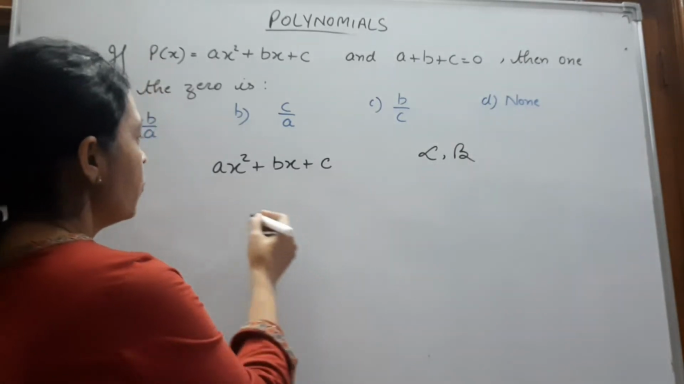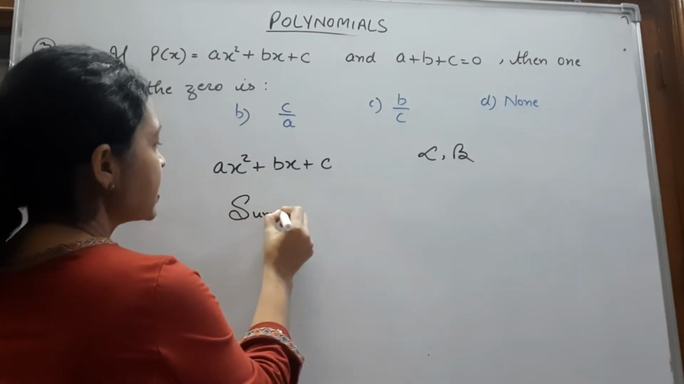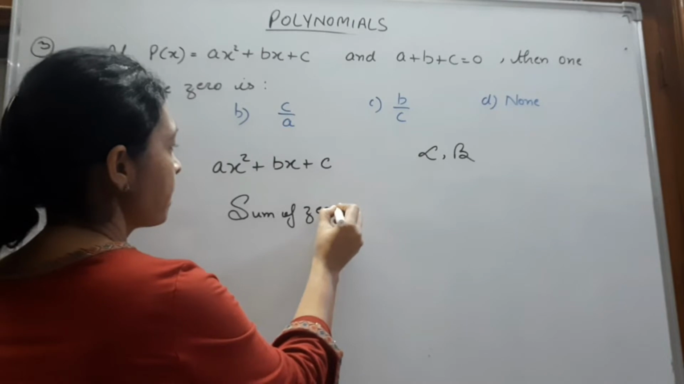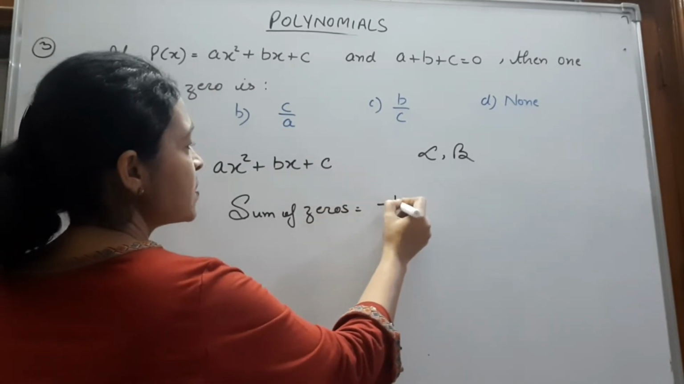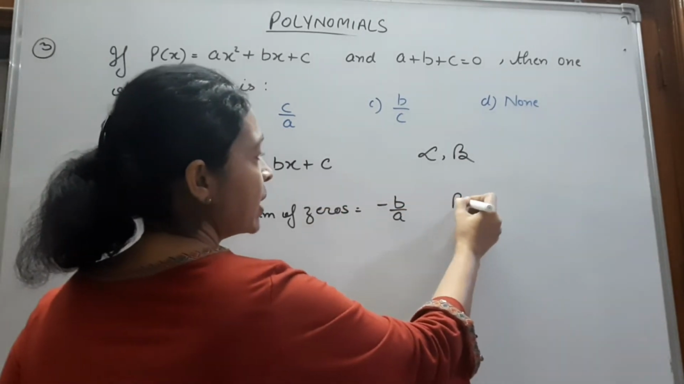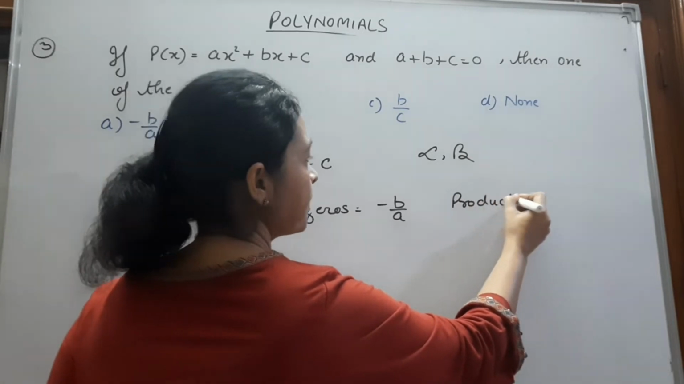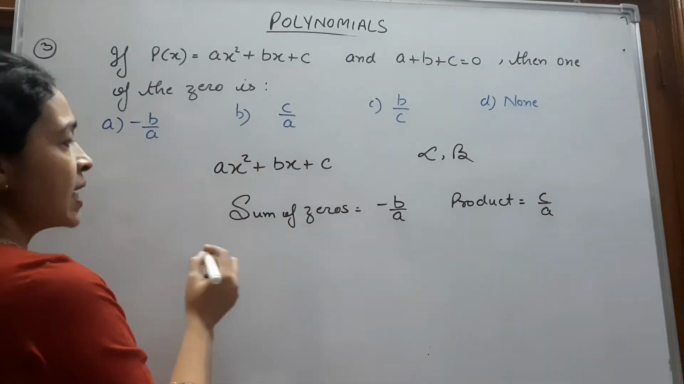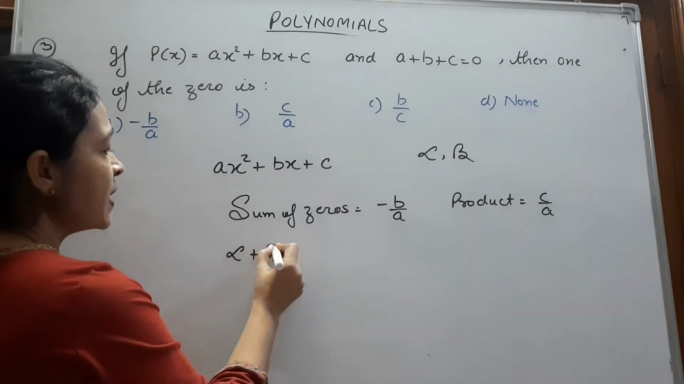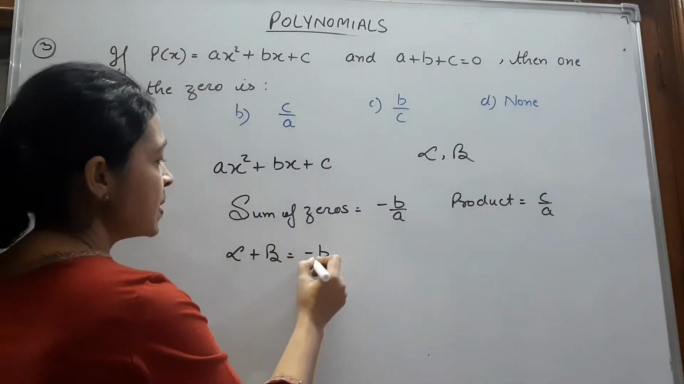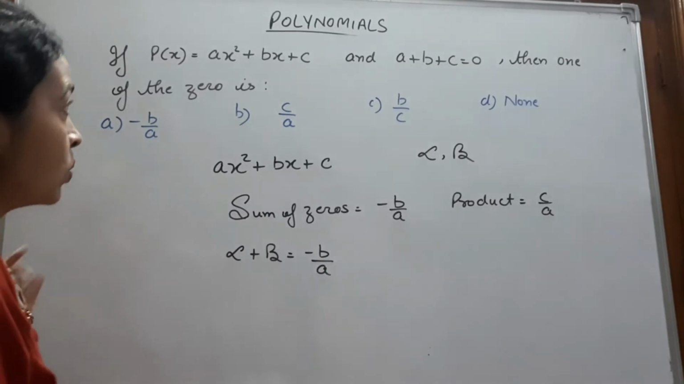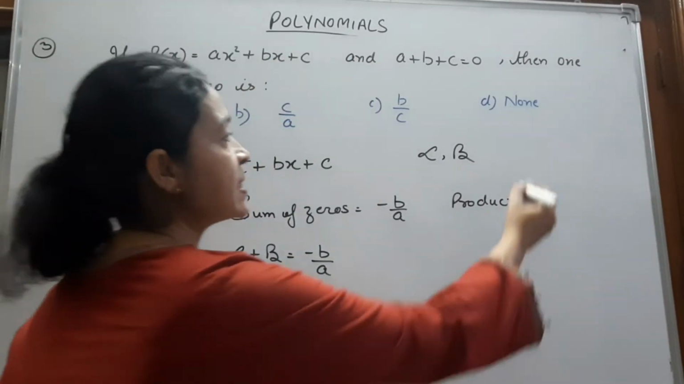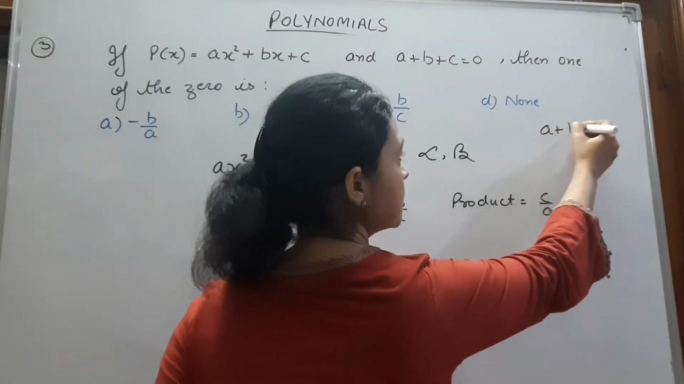Now children, we know in quadratic polynomials sum of zeros is minus b upon a and product of zeros is c upon a. Say our zeros are alpha and beta. Alpha plus beta equals minus b upon a. Now this is given: a plus b plus c equals 0.